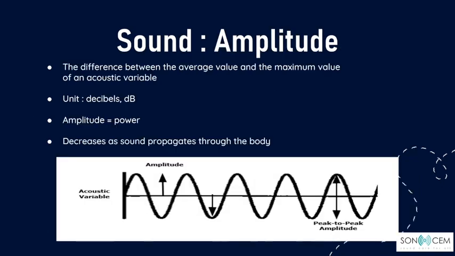What about amplitude? Amplitude is the peak of the wave. Amplitude equates to intensity or power of the wave, and it is expressed in decibels. The amplitude decreases as sound propagates through the body, and this is called attenuation of the wave.